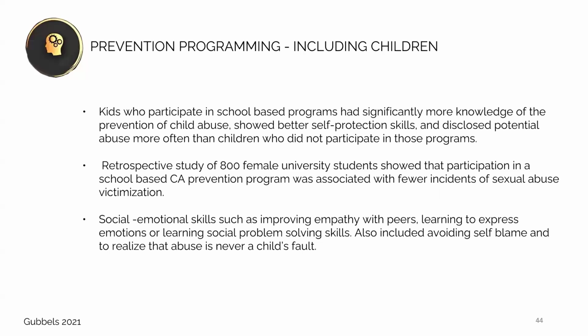We talked about this already, increasing the social emotional skills, which included improving empathy for peers, learning to express their emotions, or learning social problem solving skills. And this also included, again, avoiding self-blame and having that realization that abuse is never a child's fault.